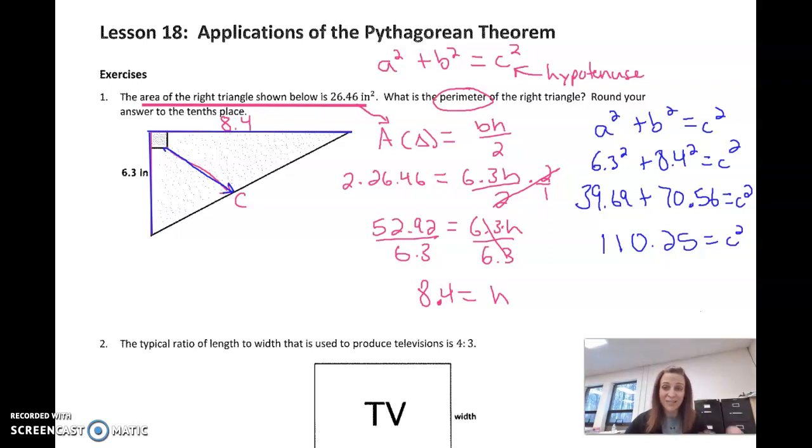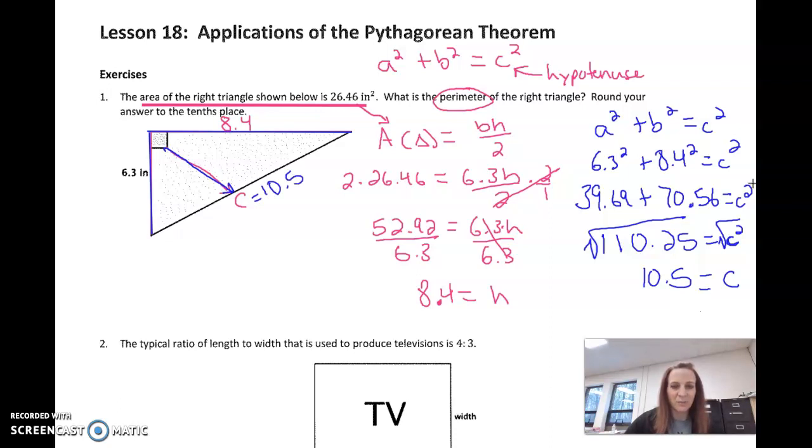Now again, that equals c squared. We want to know what c is. So what number times itself equals this? We have to undo the squaring, so I undo squaring by taking the square root. If you take the square root of a number squared, they cancel out, and we're left with just c. I'm guessing this is the exact answer, so I'm going to take the square root in my calculator. I get 10.5. So this side here is 10.5.